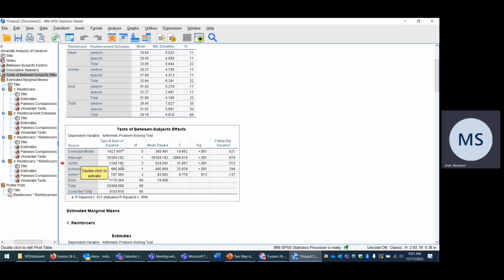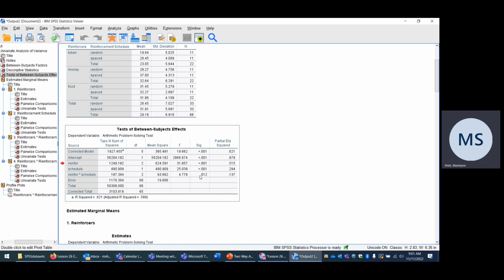of reinforcer. We also have the main effect of schedule, which is also significant, and then the reinforcer times schedule is our interaction effect, and we can see that that is also significant at less than 0.05. So we have two main effects that are significant as well as an interaction. So we need to figure out what's going on there, right? Just saying that they are overall significant is not enough.